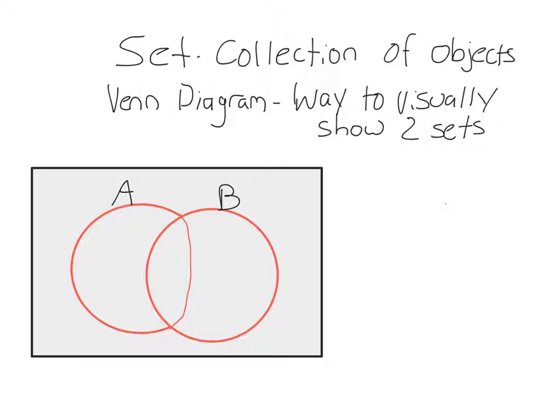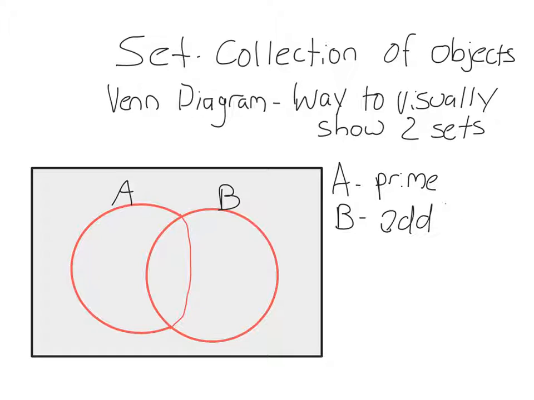So let's say that I'm going to pick a random whole number between and including 1 and 20. So let's say that A is going to be the event that the number I pick is prime, and B is going to be the event that the number I pick is odd.